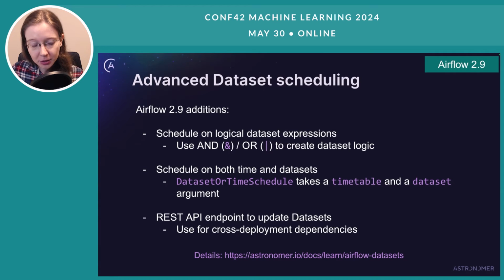And the last one, which I'm really excited about because it opens up Airflow to the world in a way, is that we now have a REST API endpoint to update datasets. Previously, before Airflow 2.9, you could only have an update to a dataset from a task within the same Airflow deployment. But now you can send that update from anywhere. This could be used for cross-deployment dependencies, so you have 2 Airflow deployments and they can now talk to each other very easily using this feature.